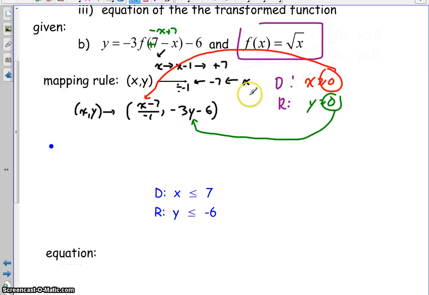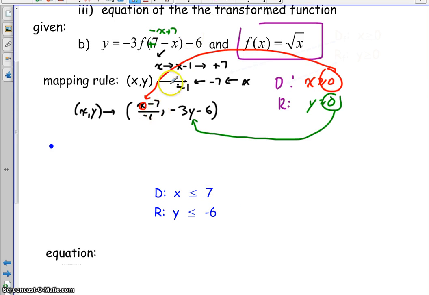So in reverse or in inverse, we go x, we subtract 7, and we divide by negative 1. So we get x minus 7 divided by negative 1. For the y, it's just simply negative 3y minus 6. So you take your original domain, which in this case is x is greater than or equal to 0. You sub the 0 in. So 0 minus 7 is negative 7. Divided by negative 1 is positive 7. So that tells me that my domain has something to do with 7. That's where my boundary is.